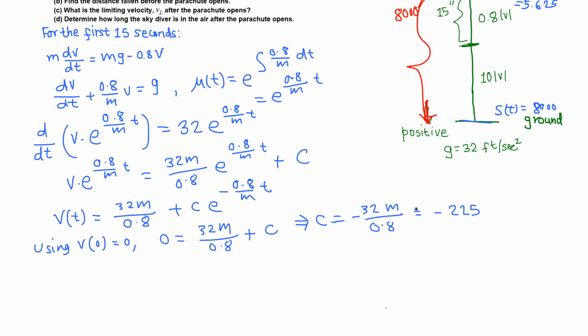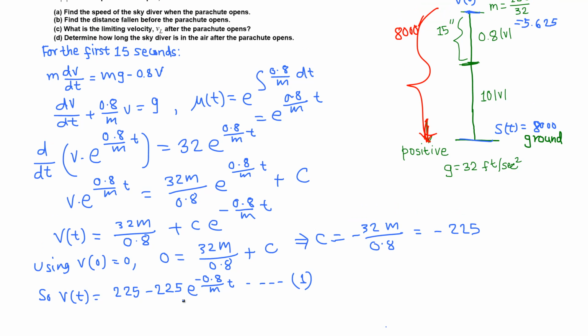Now we plug this c back into the equation. So the velocity at any time t for the first 15 seconds, 0 through 15, is 32m over 0.8, which is 225, plus c, which is negative 225, times e raised to negative 0.8 over m t. Let me call this equation 1 for future reference.